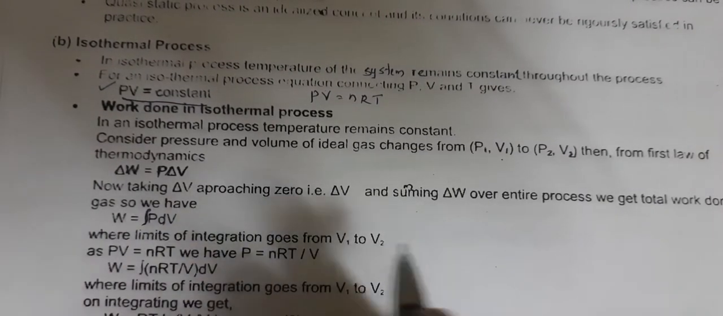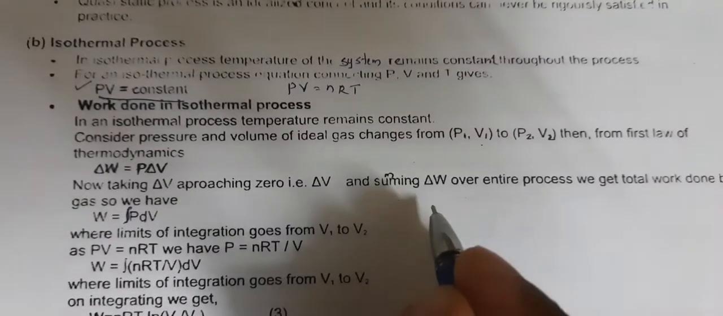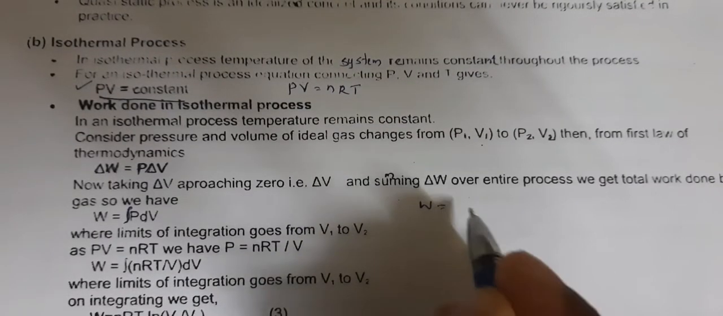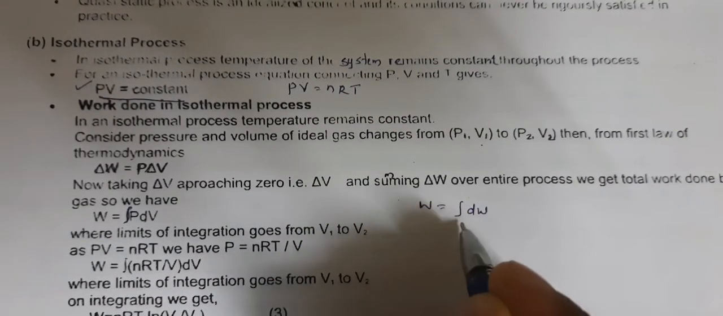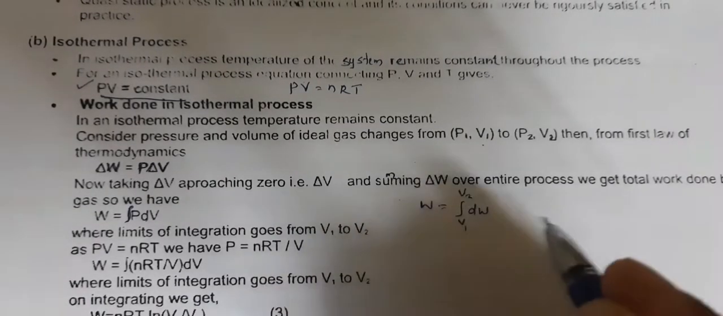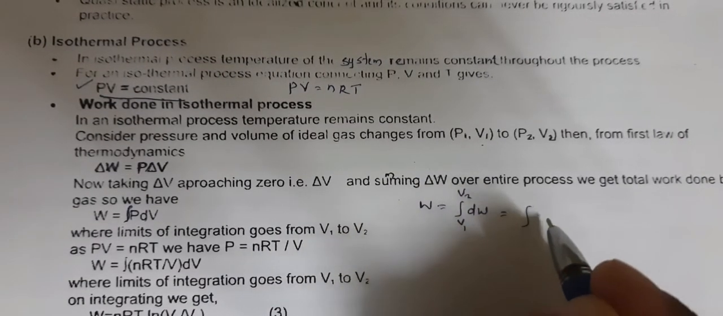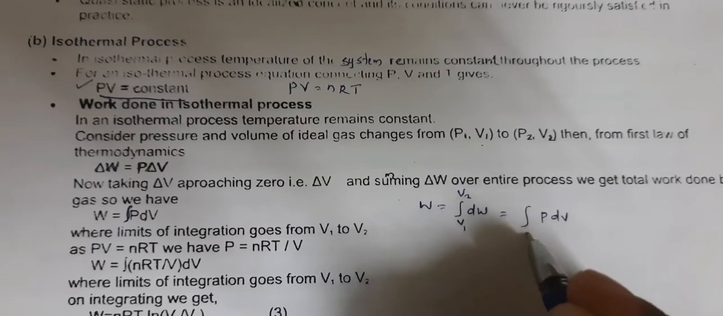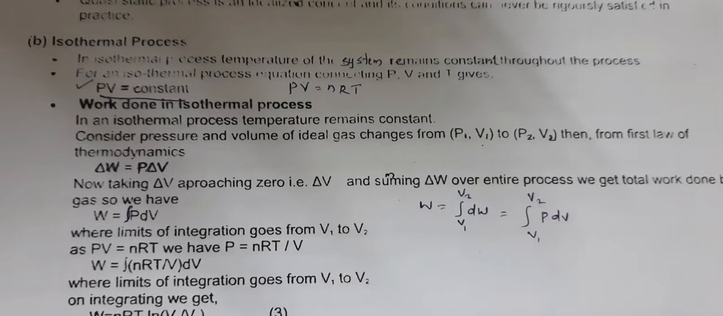The limits of this integration we have told already. The work done W is equal to the integral, adding all the small work done from V1 to V2, and that is the integral of P dV from V1 to V2. If you integrate this, we get P into V, where the variable goes from V1 to V2.